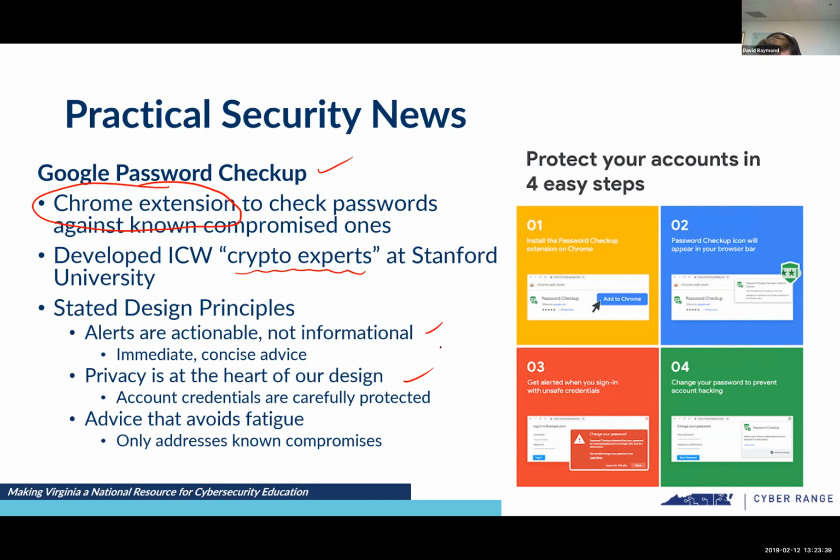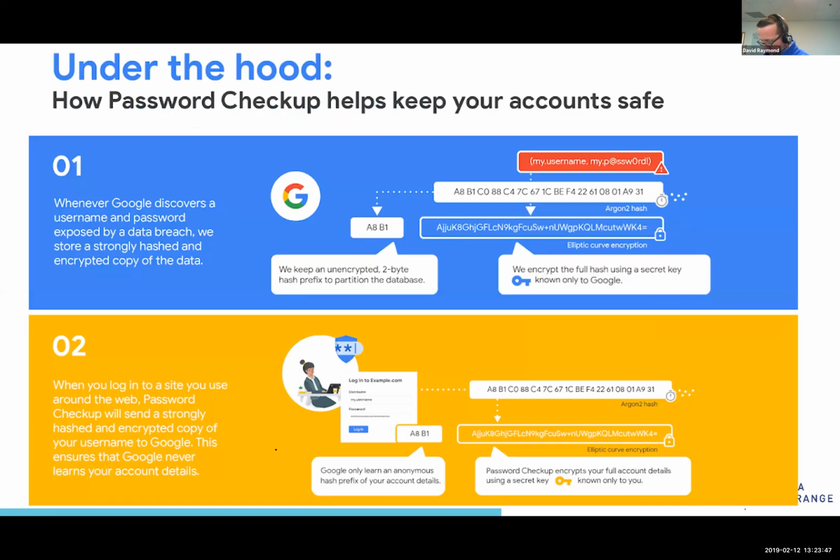And then it says advice that avoids fatigue, right? So again, only addresses known compromises. So how does this work? This is from the Google webpage. Step 1, whenever Google discovers a username and password exposed by a data breach, we store and strongly hash an encrypted copy of the data, right?